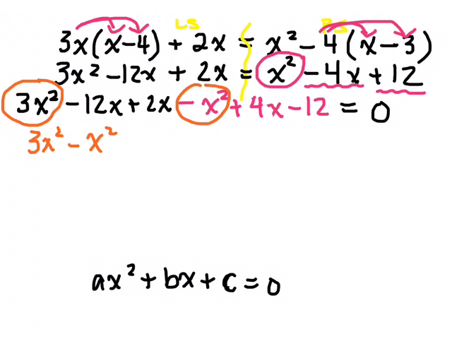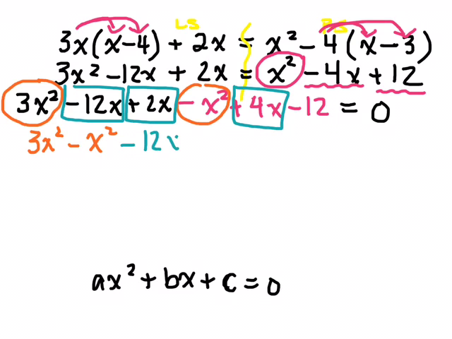Okay? The next term I have here is negative 12x. Are there any other terms that are just with an x? 2x and 4x. So let's rewrite those. Negative 12x plus 2x plus 4x. And then my last term here is negative 12, which is a constant term. Do I have any other terms that are just constant terms? So that's just going to stay by itself. This is equal to 0.